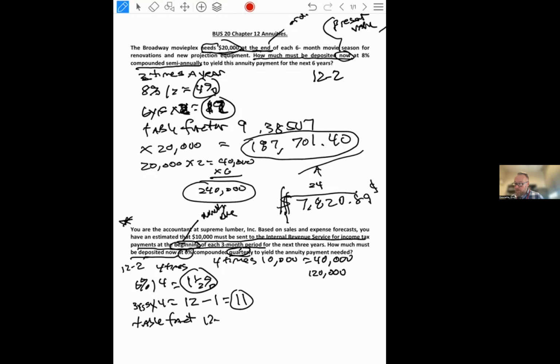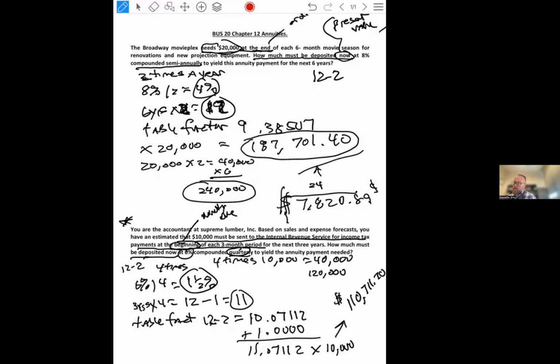So the table factor now changes to 11.702, and you multiply that by the 10,000 in this case. And basically the present value of that is going to be $110,711.20. So that's the present value of the 120,000 that you're going to need in 3 years.